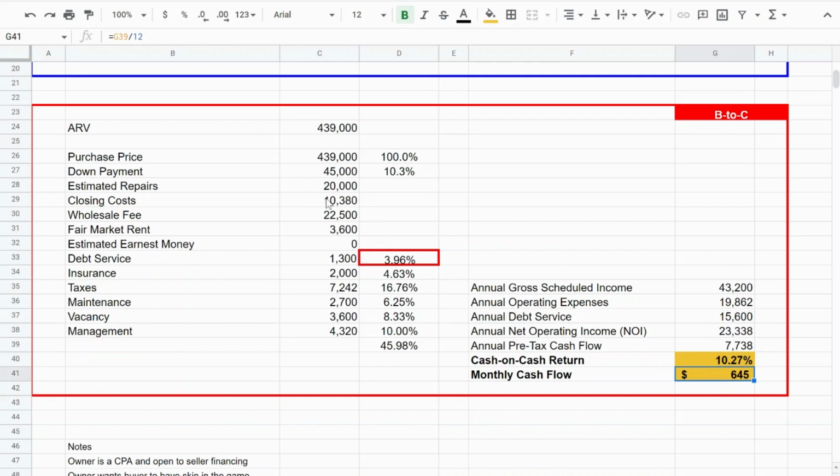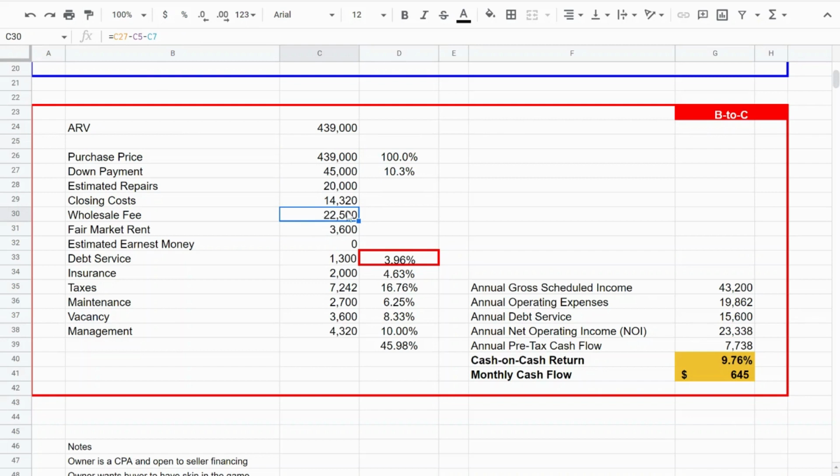That means our all-in for this deal is $45,000 down, $20,000 to repair it, and then $10,380 to close it. That includes 2 points paid by, in this case, the investor to us, the seller. In this case, actually the wholesaler, but we're selling it to the investor. So from their perspective, we're the seller. I'm actually going to bump it up to 3 points, because in this price range, 3 points is probably not unreasonable.